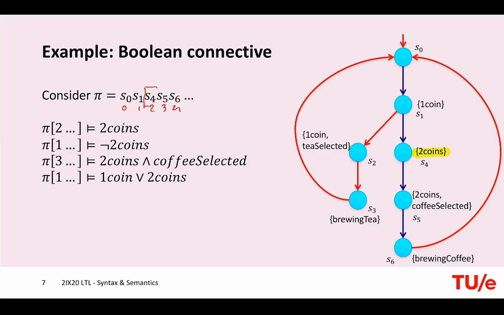Pi from position 1 onwards, so we're now looking from position S1, satisfies not 2 coins, because the labeling is 1 coin. 2 coins is not in the labeling, so path pi from 1 onwards does not satisfy 2 coins, and therefore it satisfies the negation. From position 3 onwards, the path satisfies 2 coins and coffee selected. And since from position 1 onwards the path satisfies 1 coin, it also satisfies 1 coin or 2 coins here. So that's the way you can reason about the basic Boolean connectives.